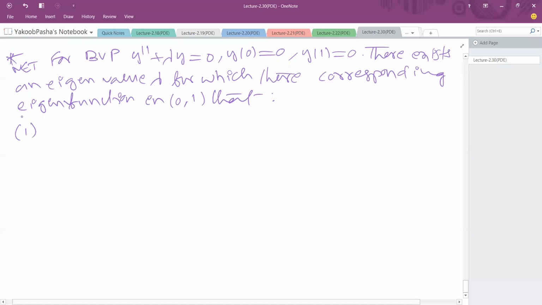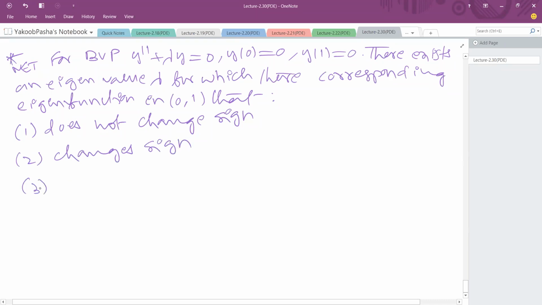First option, does not change sign. Second option, changes sign. Third option is positive. And fourth option is negative. These are the four options we have.